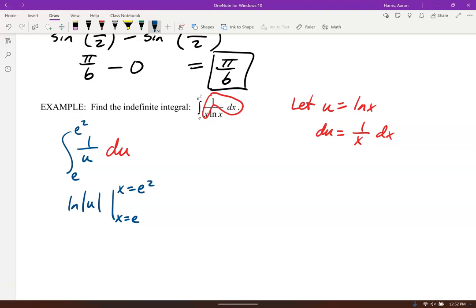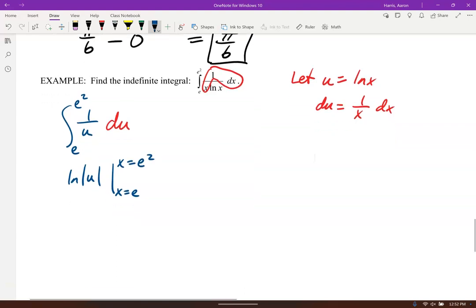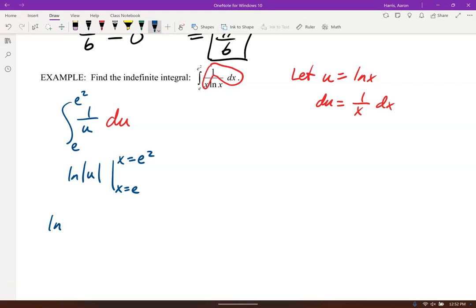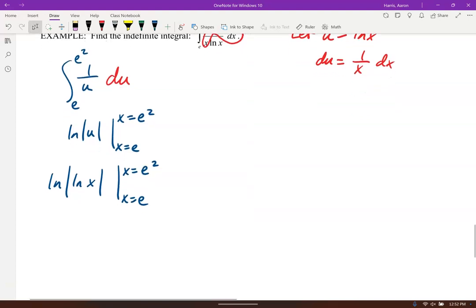But remember, we can't stay in terms of u. I got to plug u back in. So I have the natural log of the absolute value of the natural log of x from x being e to x being e squared. So let's plug in the e squared, natural log of the ln of e squared minus the natural log of the ln of e.